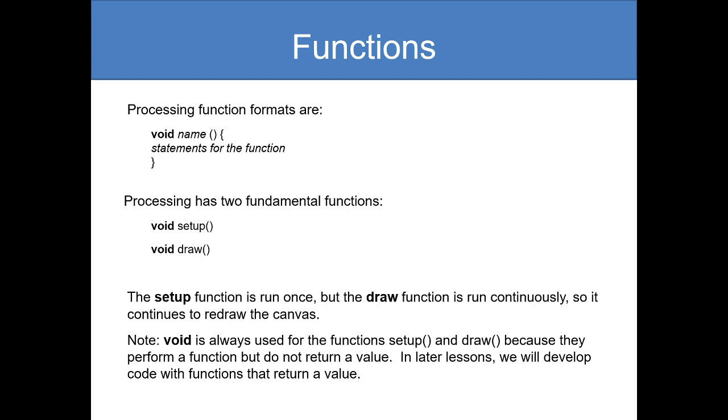There's two fundamental ones, a void setup and a void draw. Setup runs once and draw runs continuously, and so it continues to redraw the canvas. As it notes down here, void is used for setup and draw because they perform a function but don't return a value. Later on we will talk about different functions that provide a value that comes out when it occurs.